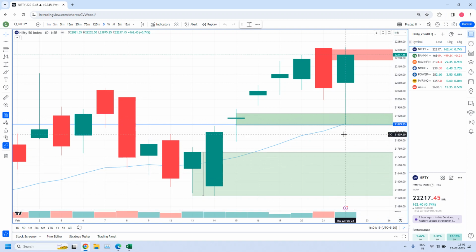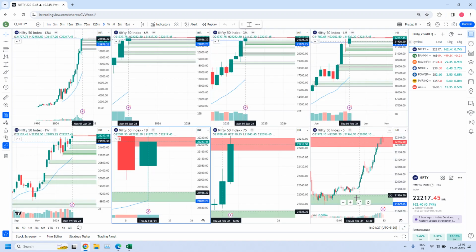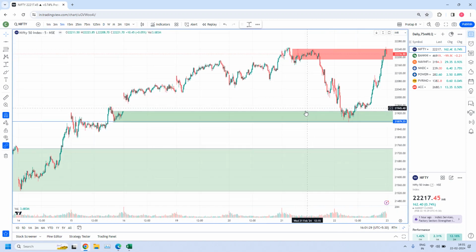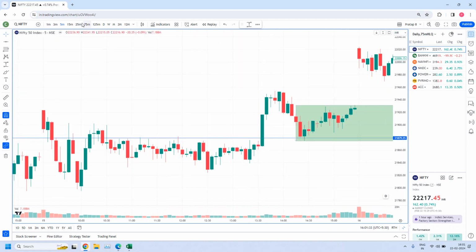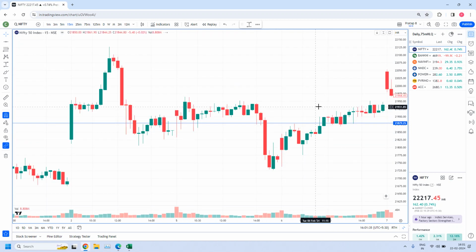Okay, now can we take a trade here? Yes, you can take a trade, provided the risk is within your limit. For that, what I am doing, I am going to 15 minutes. I want to fine tune the zone. Is there any 15-minute zone available here? Let me go to the 15 minutes time frame.